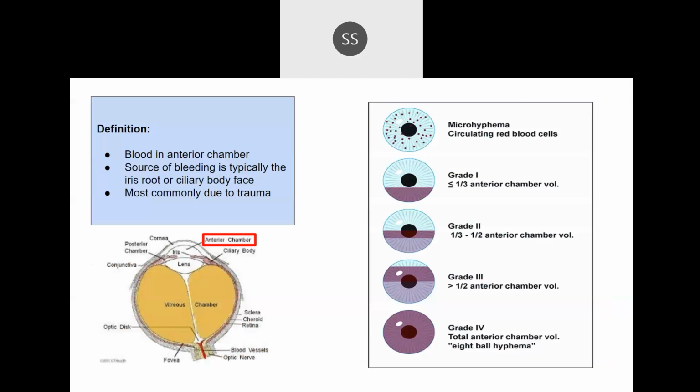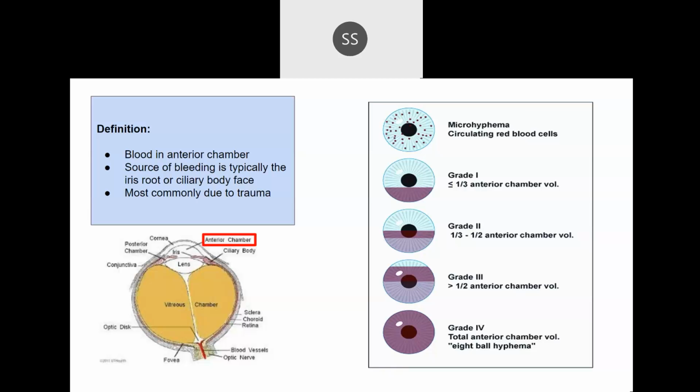So, traumatic hyphema is blood in the anterior chamber. The anterior chamber is anatomically defined as the space bordered by the cornea, iris, angle, and also the lens. Usually, clear aqueous humor normally fills the space, as you can see in the picture below. The source of bleeding is typically the iris root or ciliary body face, and it is most commonly due to trauma. Children are typically injured through ball-related sports such as baseball, and for adolescents and adults, it is more likely to be injured via a high-energy blow to the eye.